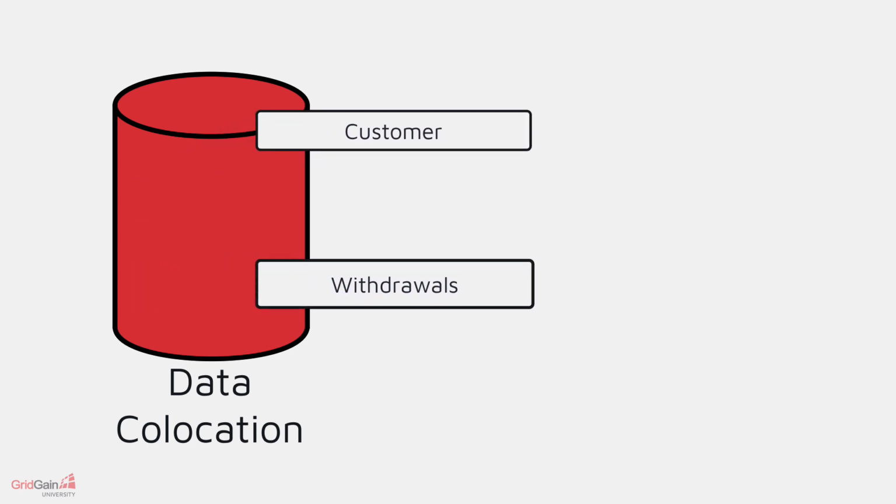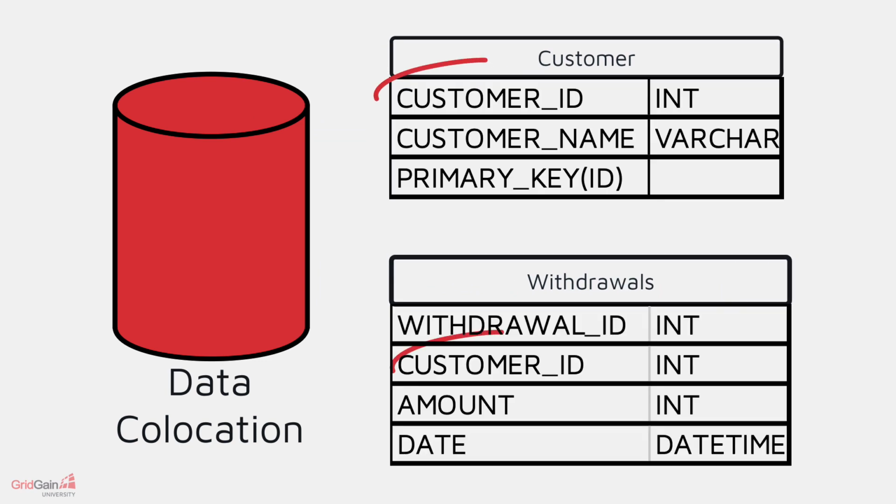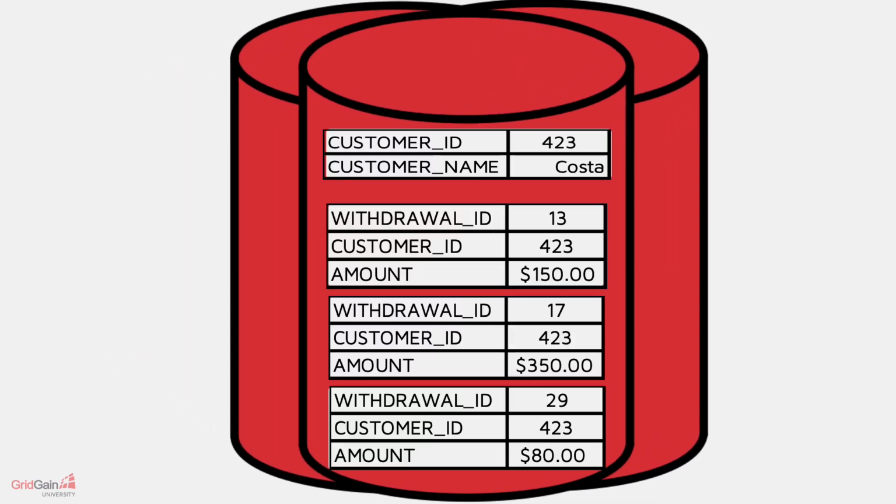Now imagine that we have a large banking system with millions of customers stored in a customer table, where every bank withdrawal that each customer makes is stored in a withdrawals table. Now we would want to collocate all of the withdrawals for a particular customer together with the customer record for that customer. That way, if we need to calculate interest or balance totals, a join between the withdrawal table and the customer table will be more efficient.